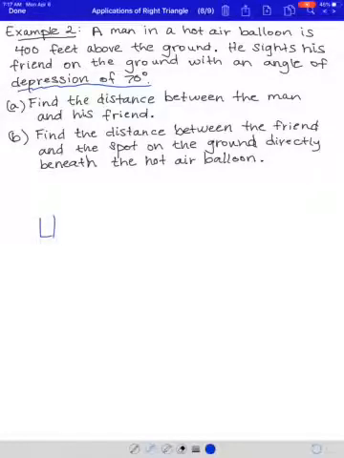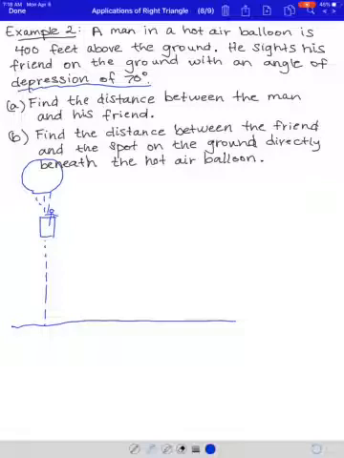So here's my hot air balloon. Here's the man inside the hot air balloon. And let's see, we know that the hot air balloon is 400 feet above the ground. So this distance here is 400 feet.